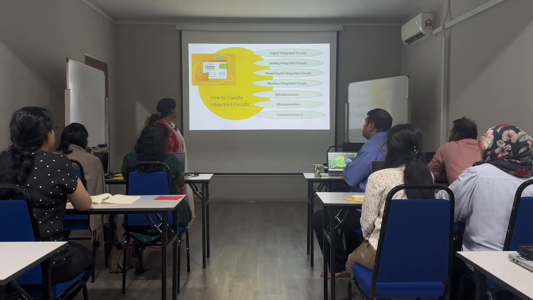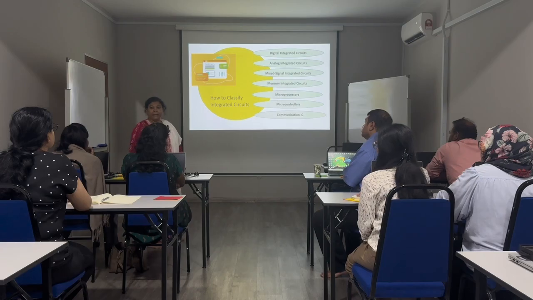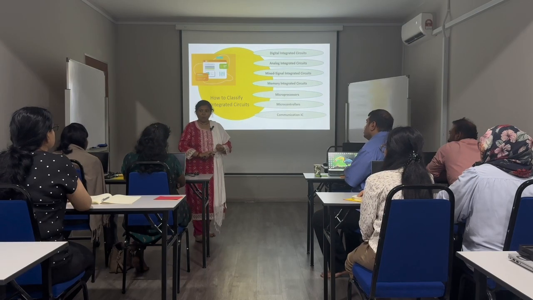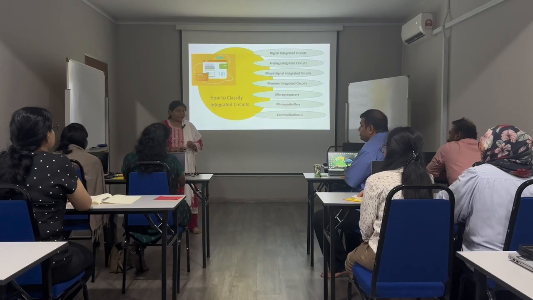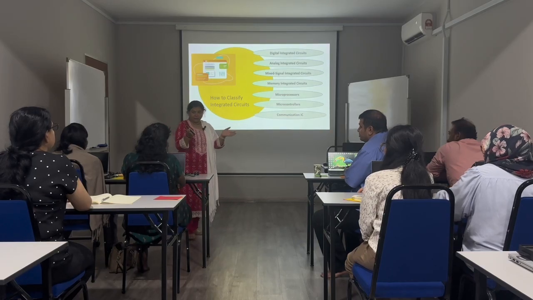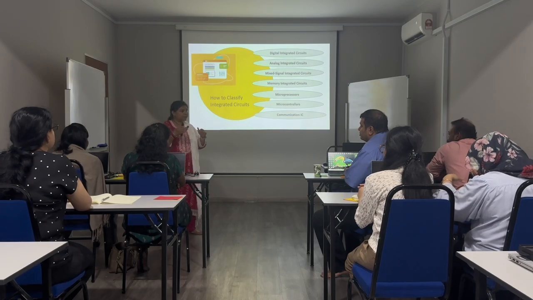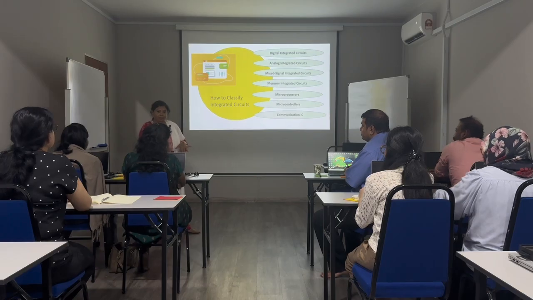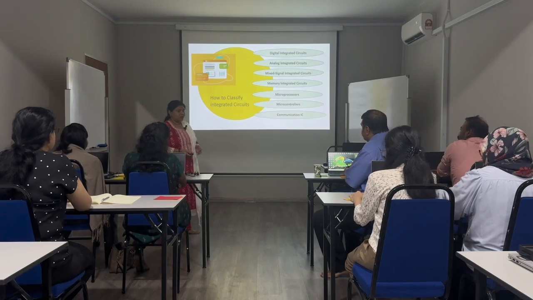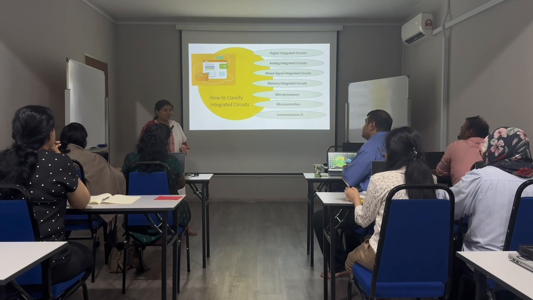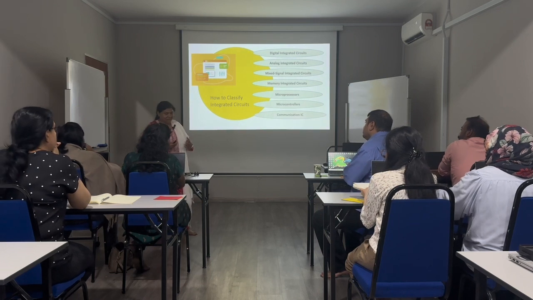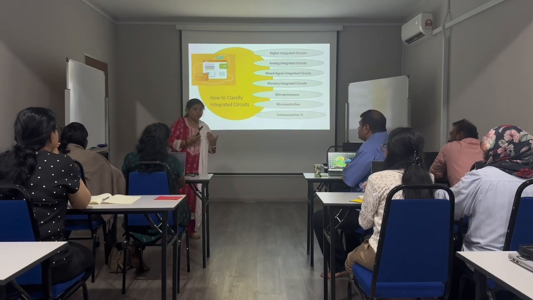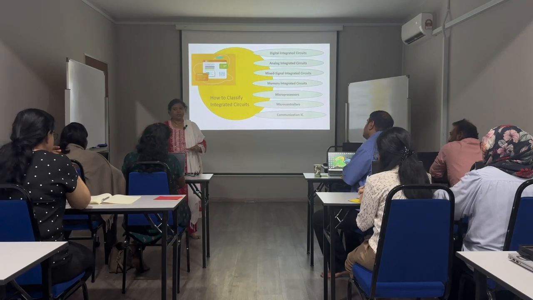Next we will start with how to classify integrated circuits. We have seen what an integrated circuit is. What is an IC? It is a semiconductor device where all the discrete components are integrated in a single chip to perform a specific function. What is the magic material used for fabricating ICs? Silicon, because this material exhibits the properties of both a good conductor and an insulator.